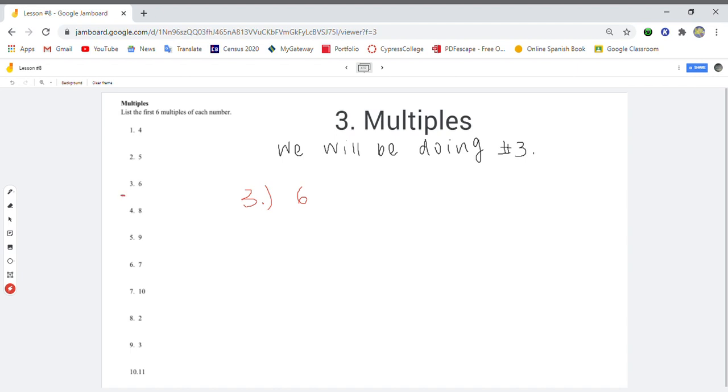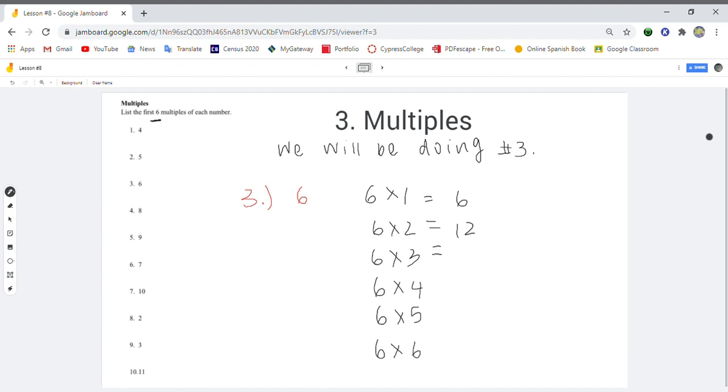So let's go over number 3, 6. You're given 6. So you're multiplying 6 by 1, 6 by 2, 6 by 3, 6 by 4, 6 by 5, 6 by 6, and you keep on going. You should have an infinite number of multiples for every number. But since we can't write all of them, we're only writing the first 6. So we're going to do 6 times 1, 6 times 2, 6 times 3, 6 times 4, 6 times 5, and 6 times 6. So this equals 6, 12, 18, 24, 30, and 36.